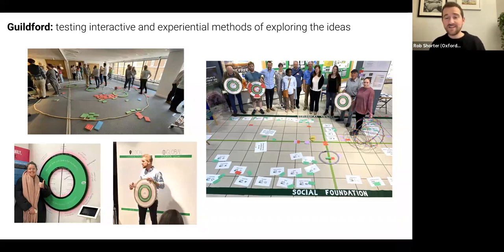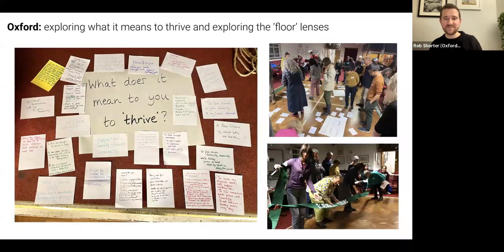And on the right was the first time we trialed what I then tested more in Oxford as the floor lenses, and we explored firstly the question, what does it mean to you to thrive? People were moving in and around the floor lenses instead of the four lenses, love a good pun, and asking deepening questions and inquiries. It was just a really enlivening process for everyone there.